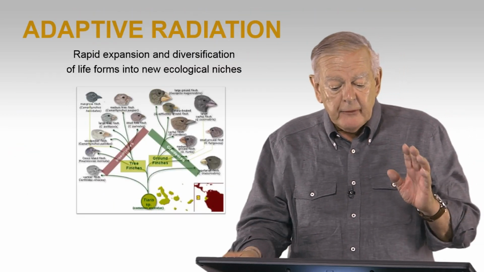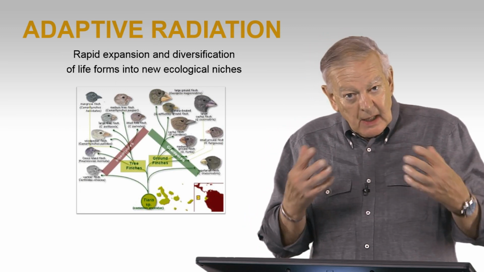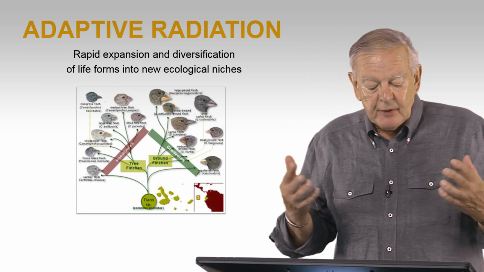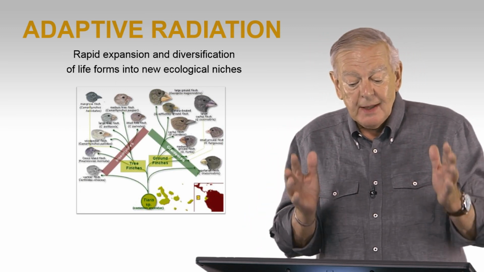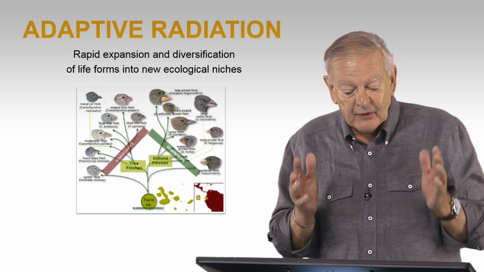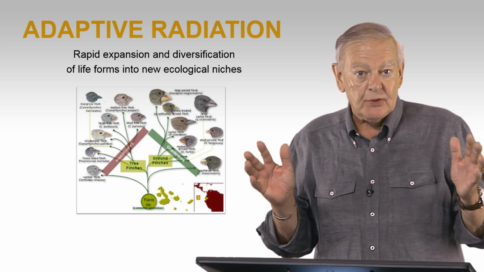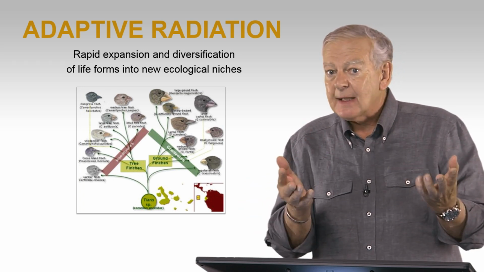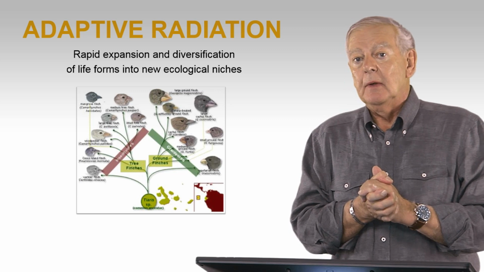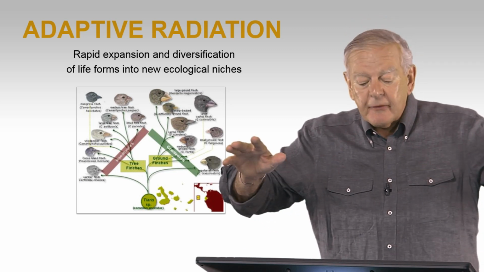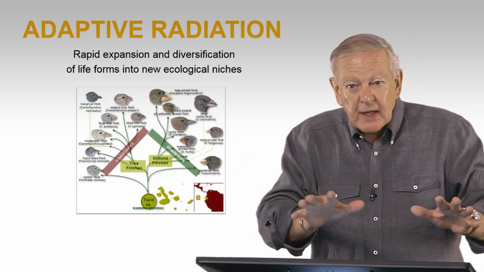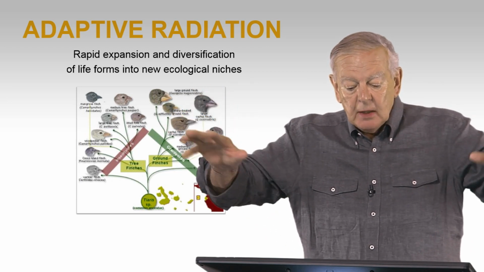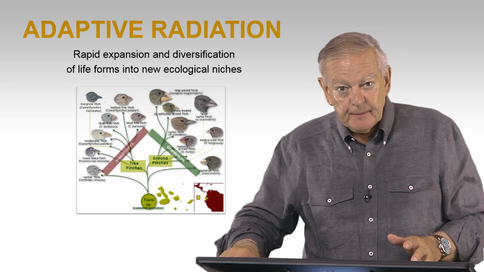So, moving along, another concept we need to consider is adaptive radiation, which is the rapid expansion and diversification of life forms into new ecological niches. And this is exactly what happened when the dinosaurs died out. And mammals began to diversify and to undergo these adaptive radiations, adapting to new ecological niches.